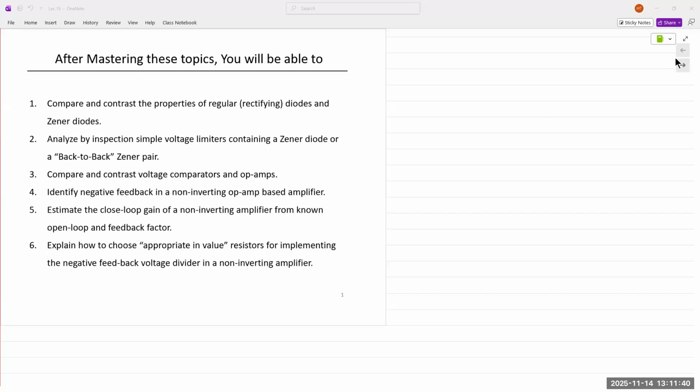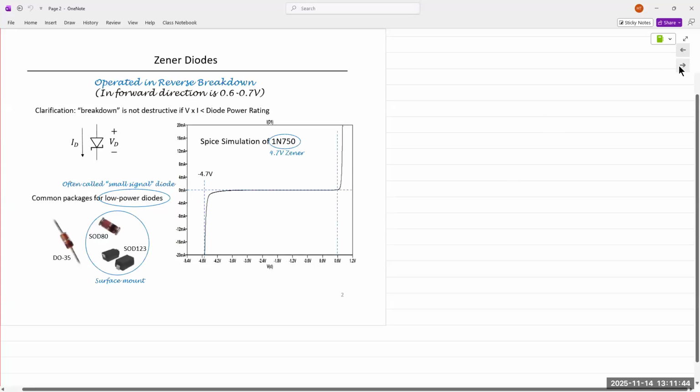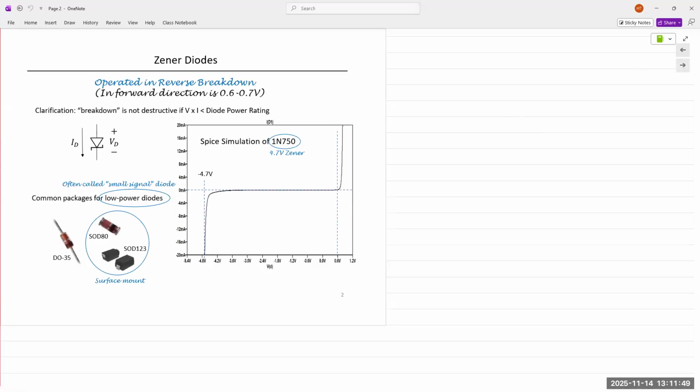All right, op amps and Zener diodes. First up is Zener diodes. The special thing about Zener diodes is that they are fabricated specifically to operate in the reverse breakdown region.